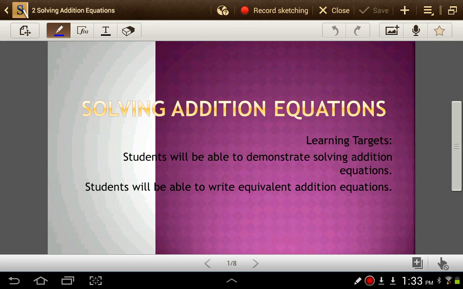First learning target is students will be able to demonstrate solving addition equations, so you're going to show that you can do that. And then the second is that you will be able to write equivalent addition equations. Okay, so not only can you solve them, but can you write equivalent equations, equivalent meaning representing the same amount. Alright, if you need to pause to finish copying those down, go ahead. Otherwise, I am going to move on to the next lesson, the next page.